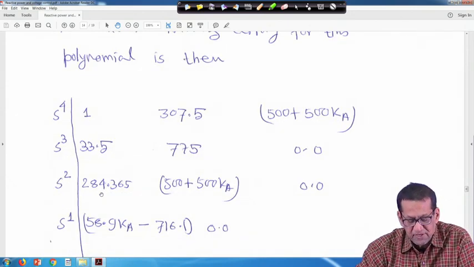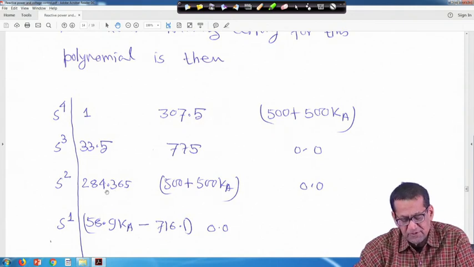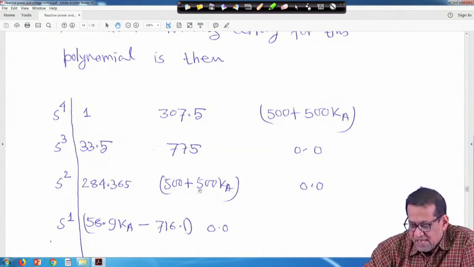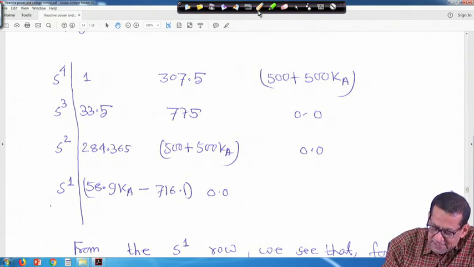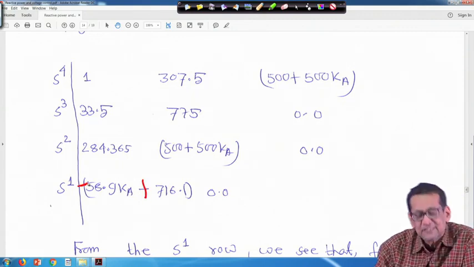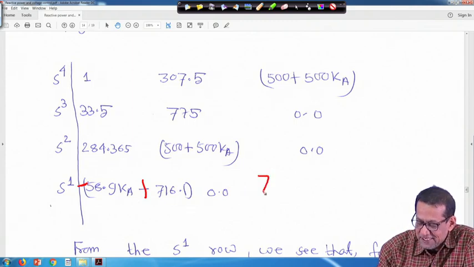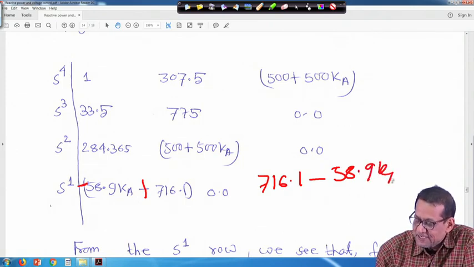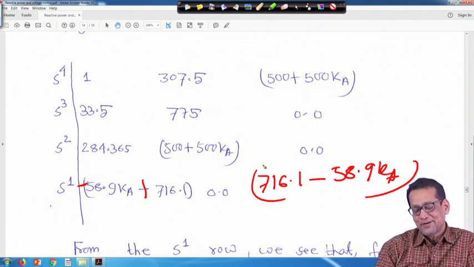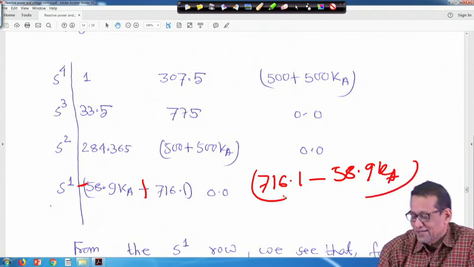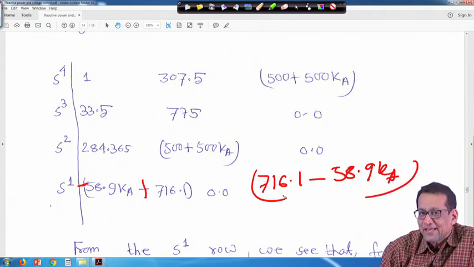Now, B1, if you compute it, will be 284.365, and B2 will be 500 plus 500 k, B3 will be 0. Here I have made one sign mistake, I am correcting it. This should have been 716.1 minus 58.9 k, right. After scanning this, it came to my mind that I made this mistake while writing it. It will be 716.1 minus 58.9 k.